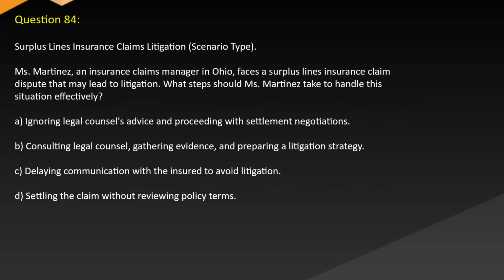3901.19. Question 84. Surplus lines insurance claims litigation scenario type. Ms. Martinez, an insurance claims manager in Ohio, faces a surplus lines insurance claim dispute that may lead to litigation. What steps should Ms. Martinez take to handle this situation effectively? A. Ignoring legal counsel's advice and proceeding with settlement negotiations. B. Consulting legal counsel, gathering evidence, and preparing a litigation strategy. C. Delaying communication with the insured to avoid litigation. D. Settling the claim without reviewing policy terms.